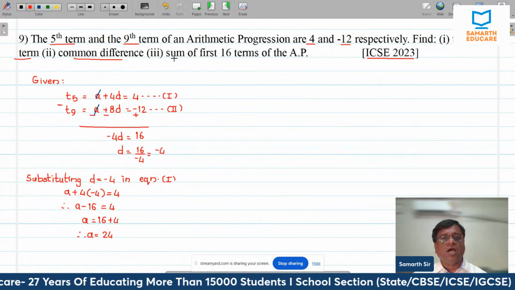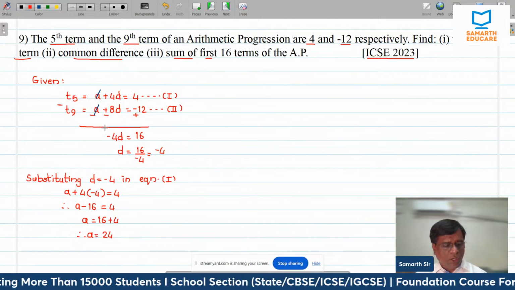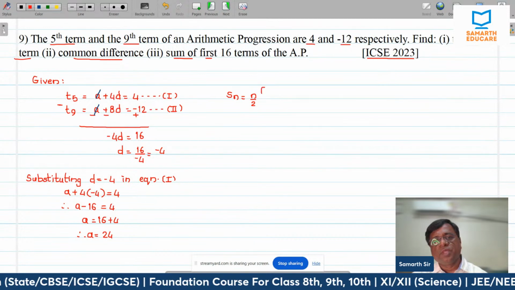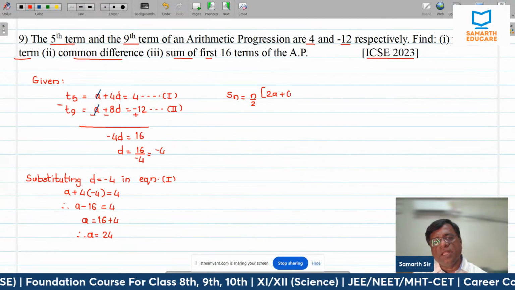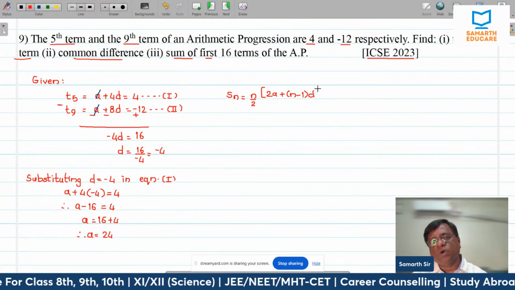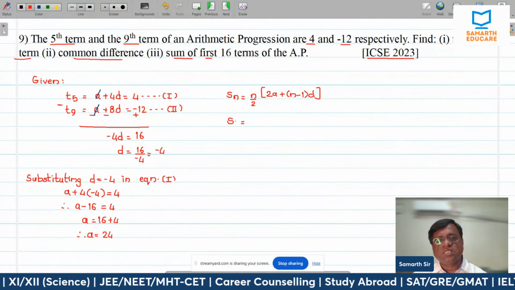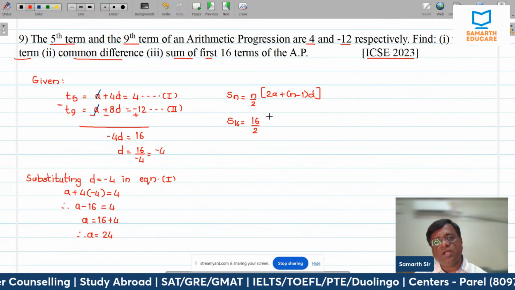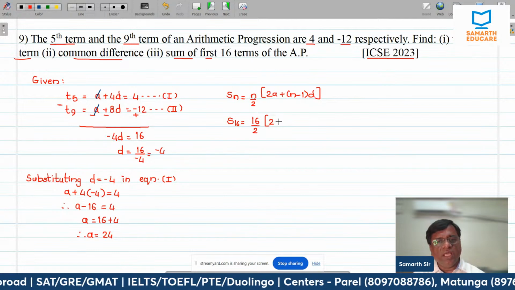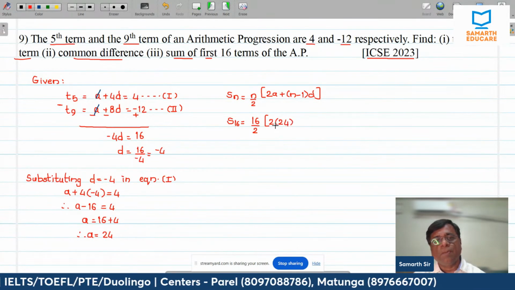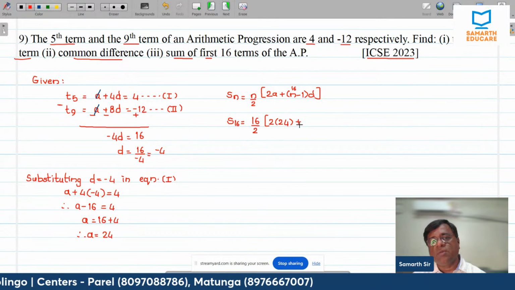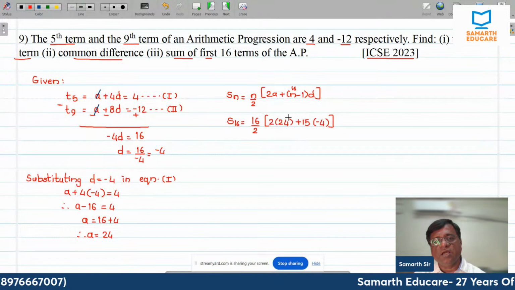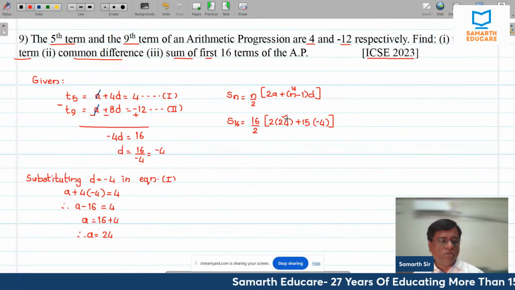Remember, I got this. Now I want 16 terms ka total. All right, now Sn, as usual, the formula is n upon 2 into 2a in the bracket, 2a plus n minus 1 into d. What is S16 we are looking for? That means the value of n is 16 divided by 2. 2 into a is 24. Okay, now n minus 1, n is 16, so n minus 1 becomes 15 into d ka value is minus 4. Remember, a ka value is minus 24 and d ka value is minus 4.